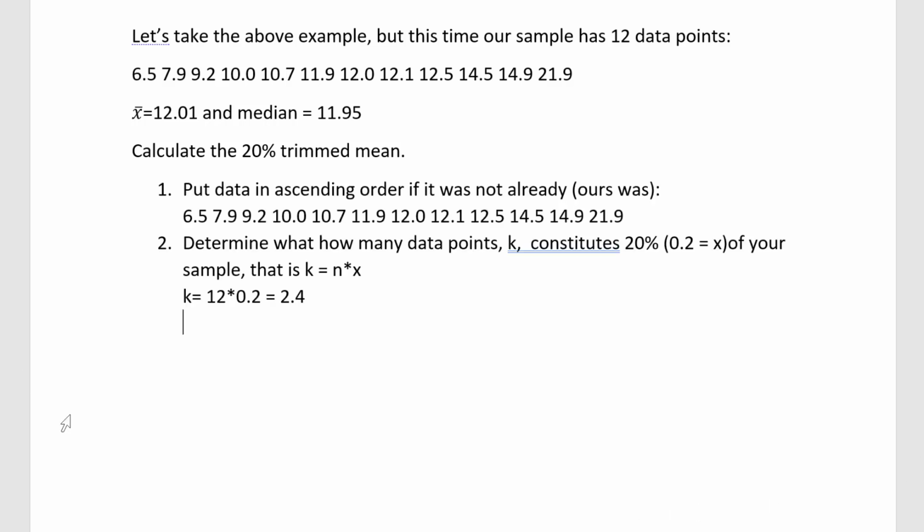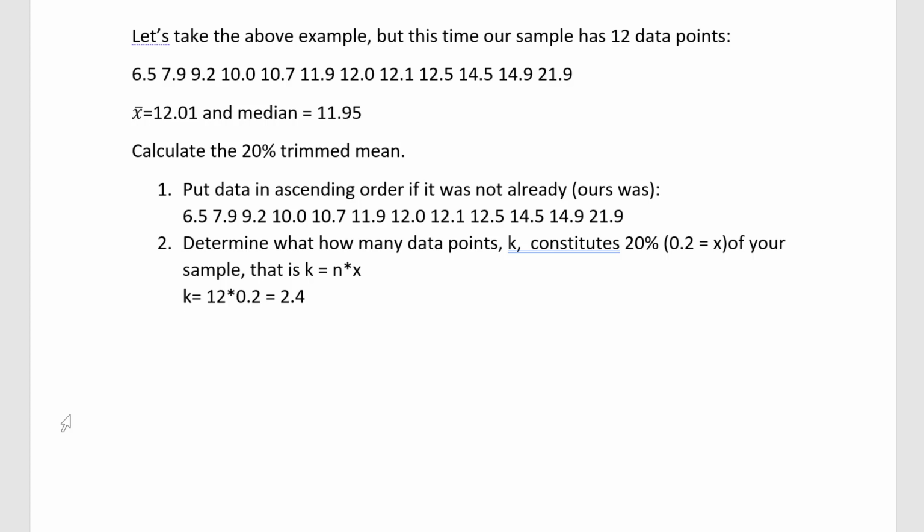So again, number 1, there's our ascending order. Now to determine K, remember what K is. It's our sample size times that percent trimmed mean. So I changed my percent into a decimal. So again, it would be 0.2, and I multiplied 12 times 0.2. But this time I don't get an integer, I get 2.4.